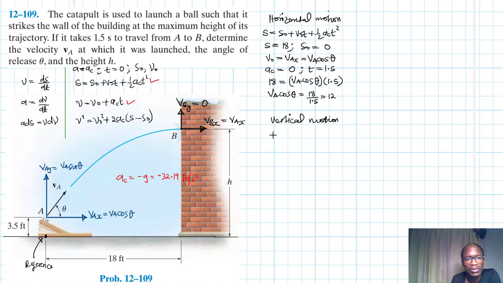What do we have? Here we said because our V component, the vertical component at B is 0, this one becomes useful.